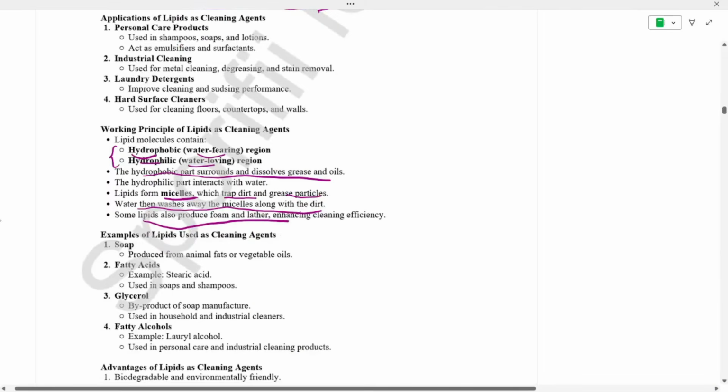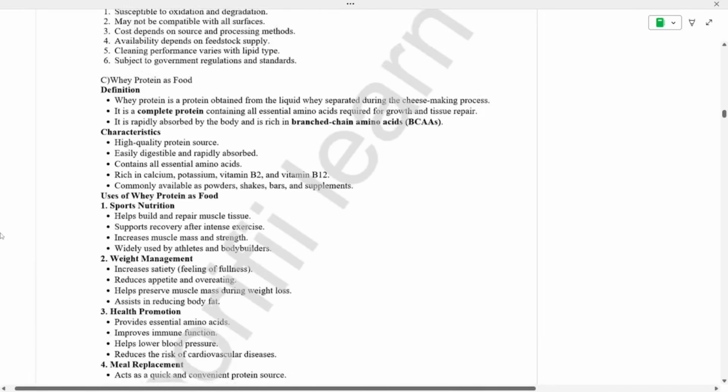Foam and lather will be produced, which enhances the cleaning efficiency. You can see the limitations and all.